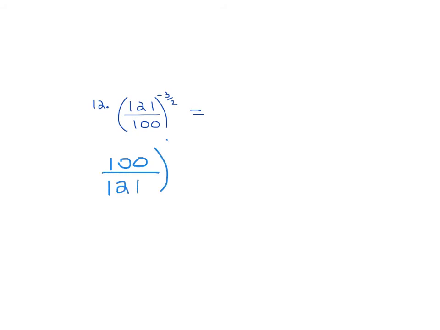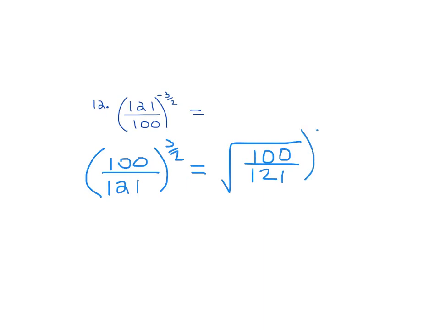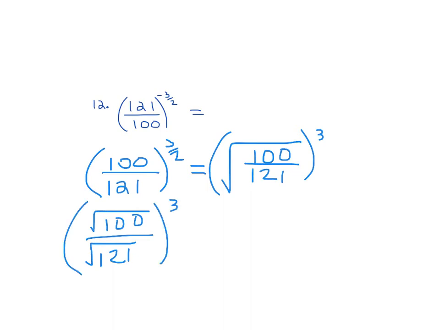Make the exponent positive. And now I'm going to find the square root of 100 over 121, and then I'm going to cube that. Now I can also apply that property where I'm going to do the square root of 100, square root of 121, and then cube everything if you'd like to see it pulled apart.